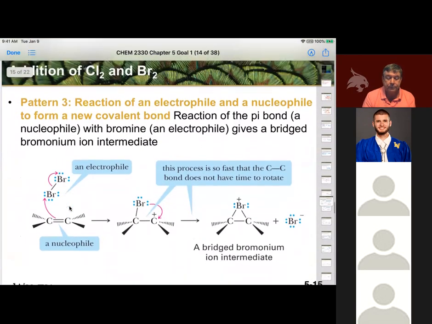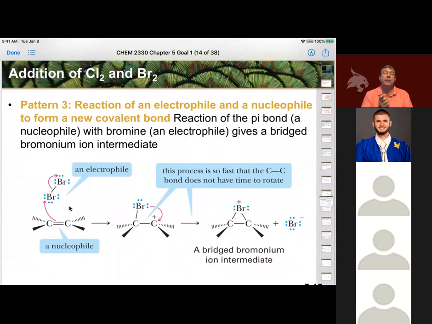Okay, so when we do this reaction with halogens, we can actually add chlorine or bromine across that double bond. And when we do that, what we have is reaction pattern number 3. We have an electrophile and a nucleophile forming a new covalent bond. In this case, because bromine is more electrophilic than carbon, it's the electrophile. And because that carbon-carbon bond is less electrophilic than the bromine, it is the nucleophile.